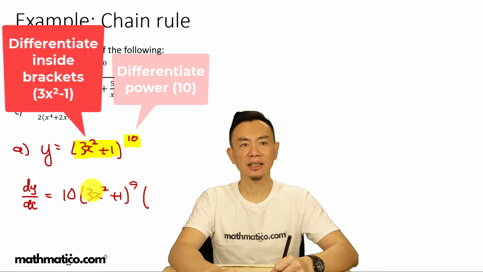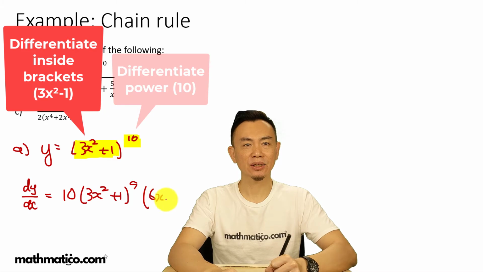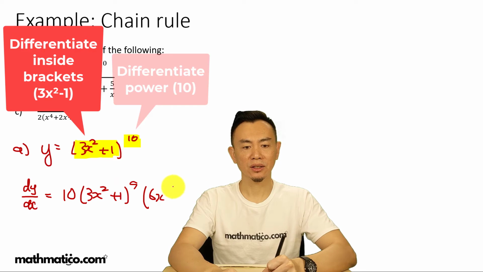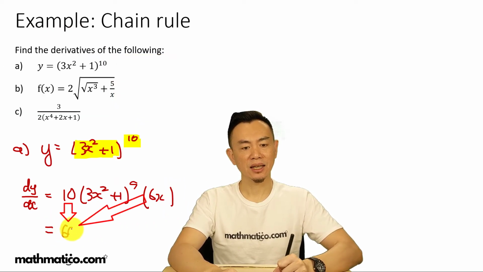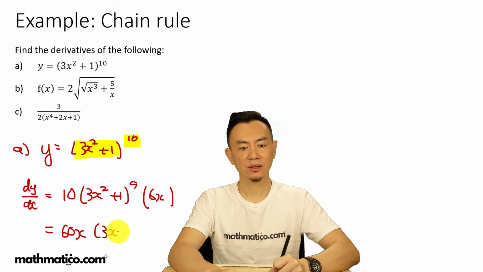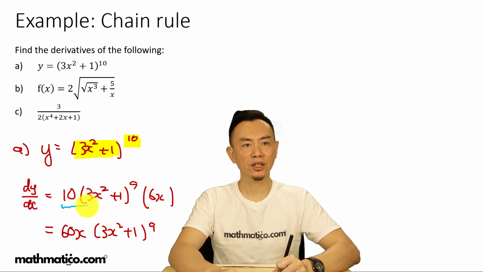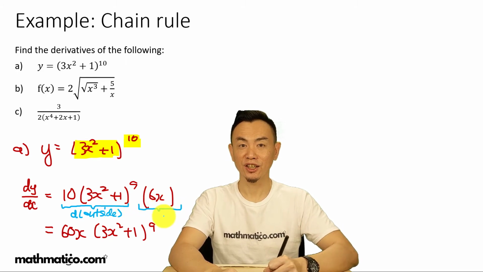It's not differentiated. We focus on only differentiating the power. Then we multiply by the differentiation of the inside. We differentiate 3x squared, we get 6x, 3 times 2 is 6. Power 2 becomes power 1. Differentiate the 1, it is gone, and so we have this. Multiply them together, you have 60x bracket 3x squared plus 1 to the power of 9. That's it. So let me label this. This is the differentiation of the outside. And this 6x here is the differentiation of the inside.